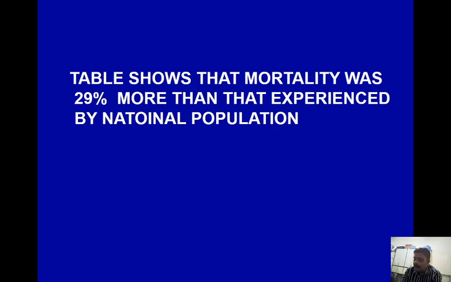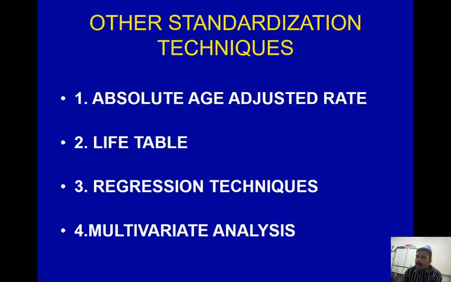The limitation of it is that it is mostly related to the type of work or occupation that you do, and you try to see whether that occupation actually contributes to any higher mortality compared to the general mortality within the population, which does not include this. There are other standardization techniques: absolute age-adjusted rates, life tables, regression techniques, multivariate analysis.